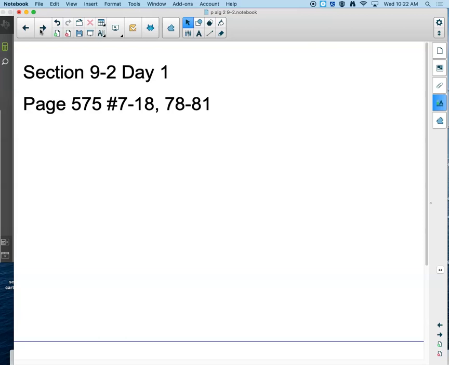You'll notice we didn't even do any with the recursive formula today, not one, because the explicit formula is our go-to.